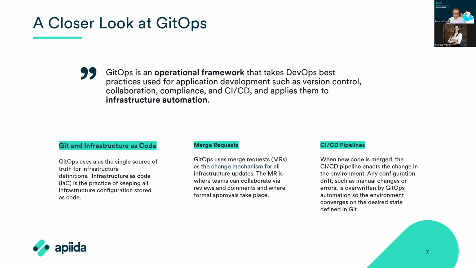Now, if we look at GitOps, one quote that you might find online is: GitOps is an operational framework that takes DevOps best practices used for application development, such as version control, collaboration, compliance, CI/CD, and applies them to infrastructure automation. So this is not about getting changes to your code, to your actual application out as fast as possible, but doing changes to your infrastructure as fast as possible. Have a single source of truth for your infrastructure configuration, right?